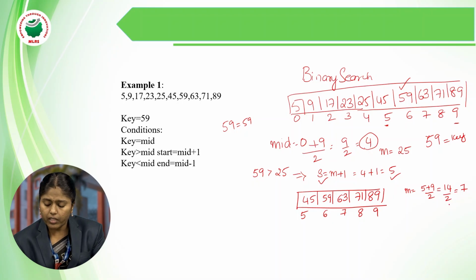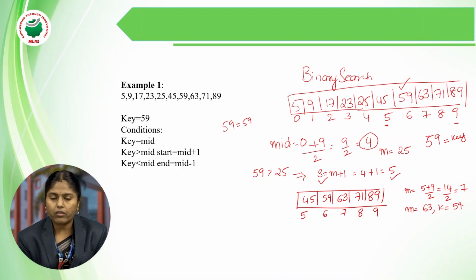Now what is the mid value here? The element at index 7 is 63, so the mid value is 63, and what is the key value here? 59. Now again you have to check the condition. How are we going to check it? If key is greater than mid, no, key is not greater than mid. Now we have to check whether key is less than mid. That is, 59 is less than 63.